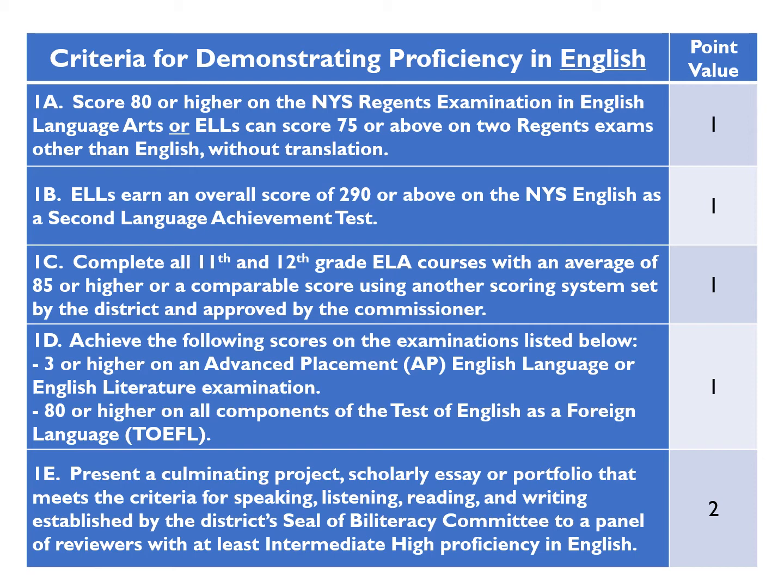1C. Students may complete all 11th and 12th grade ELA courses with an average of 85 or higher, or a comparable score using another scoring system set by the district and approved by the commissioner. 1D. Students may earn a 3 or higher on an Advanced Placement AP English Language or English Literature examination.